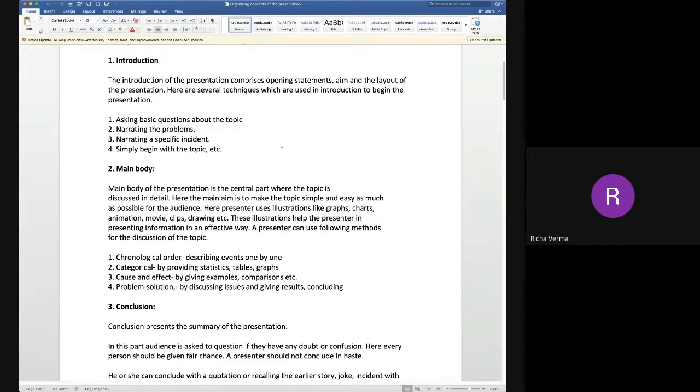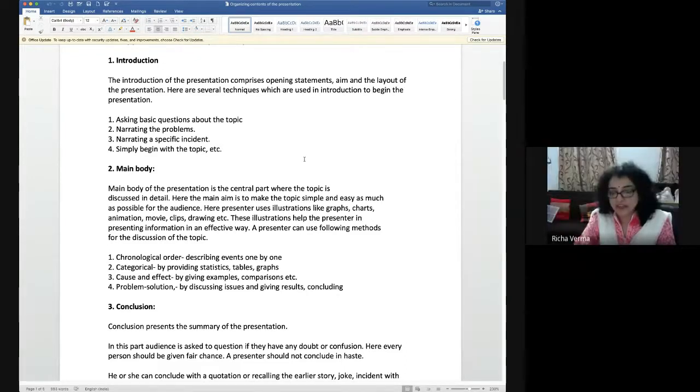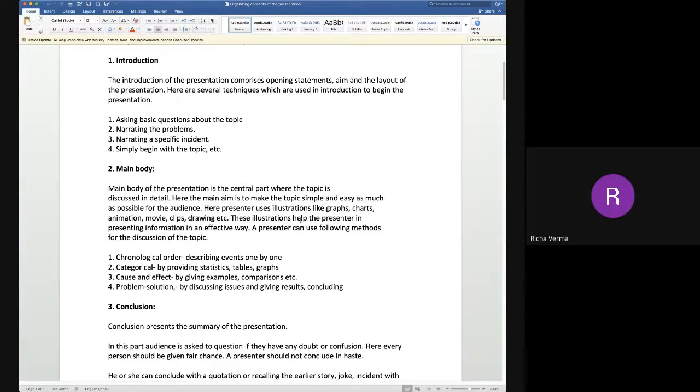So introduction has to be only of 2 slides or maybe 1 slide. It should not exceed more than that. Then we come to the main body. The main aim is to make the topic simple and easy. Okay, so you can continue with graphs, charts, animation, movies, clips, drawings, or any kind of diagram, so that it can add some value or some more observation to your content.